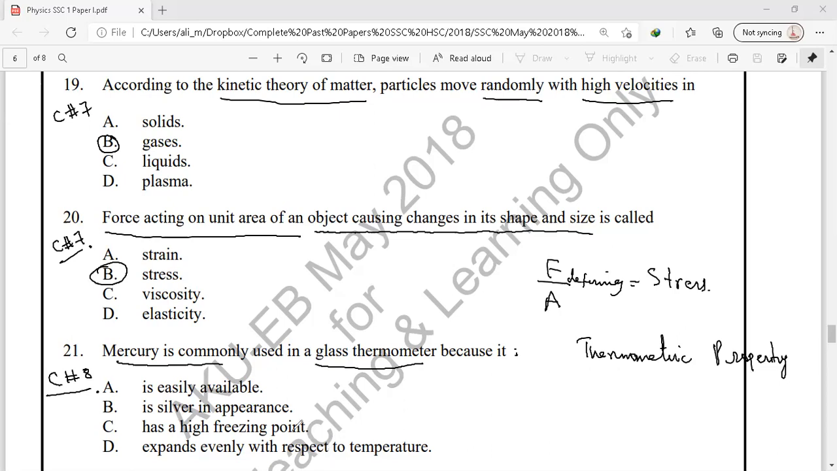One property is given here, that it should have uniform thermal expansion. It should be easily available. This property does not hold. It is silver in appearance. It has very high freezing point. So all these options are wrong. So we have a correct option, that is option number D.